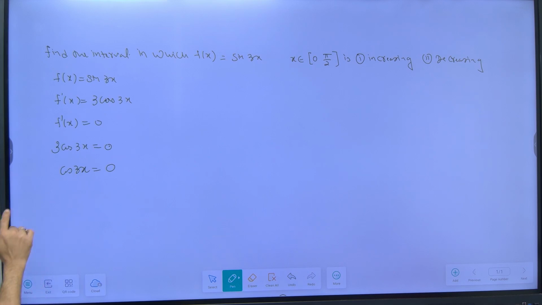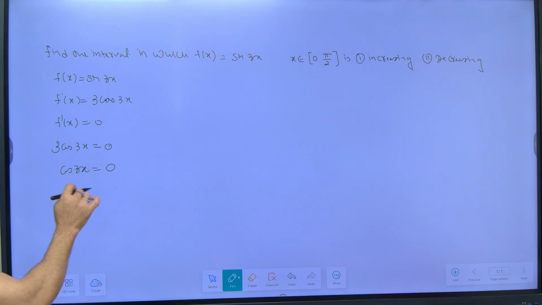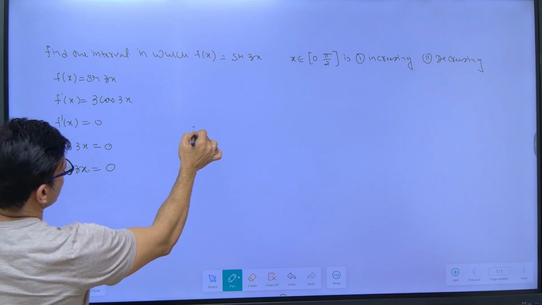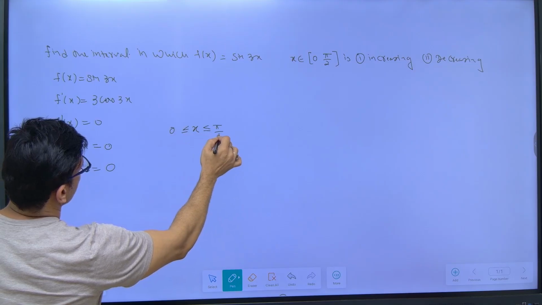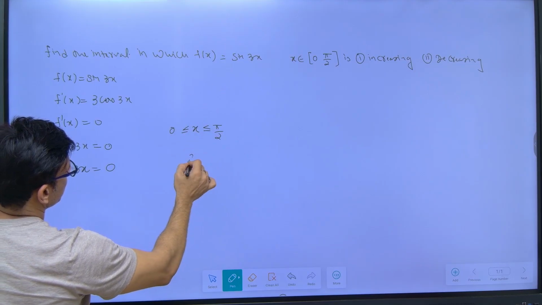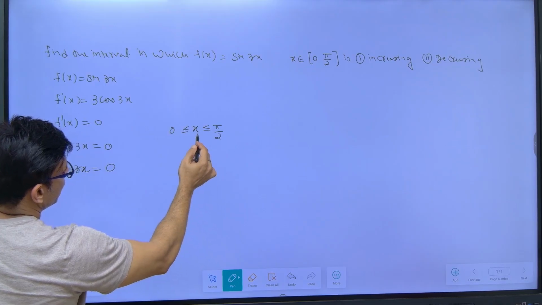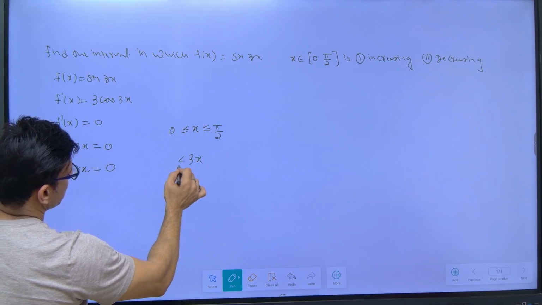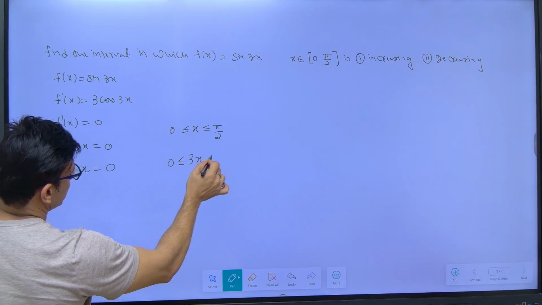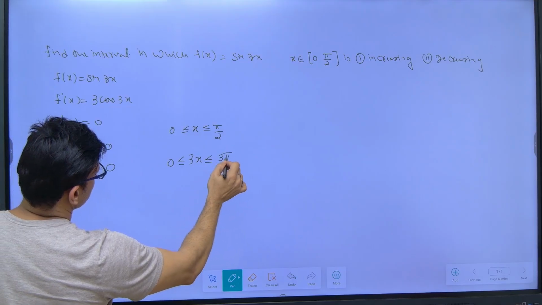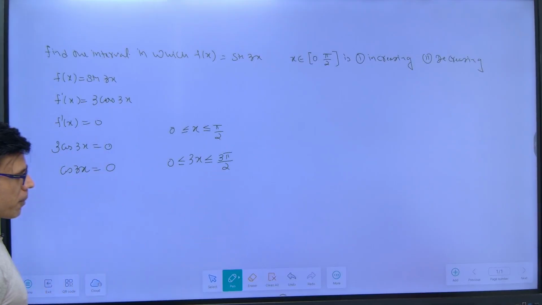Where cos is 0, first of all, 3x is equal to 0. Over there, x is given as greater than or equal to 0, less than or equal to pi by 2. Square bracket means values are included. So what is 3x? If I have to find 3x, I multiply both sides by 3. So 3 times 0 is 0, and this is 3 pi by 2.